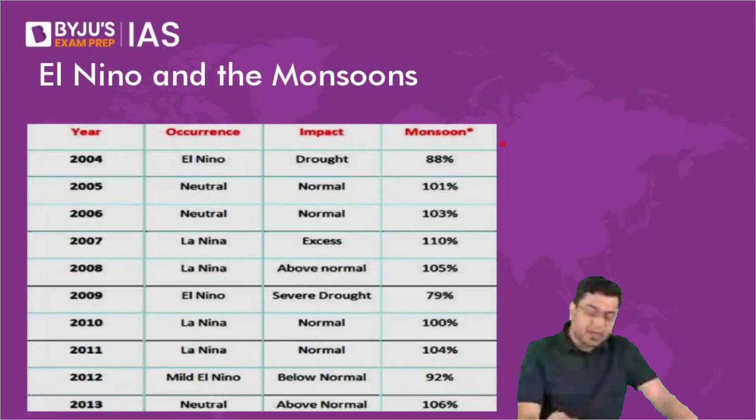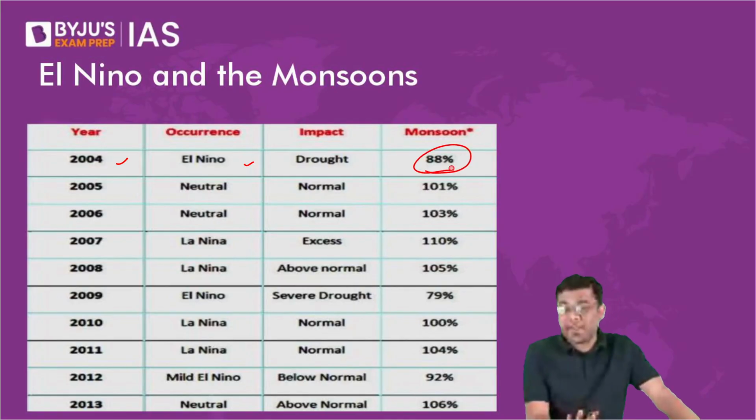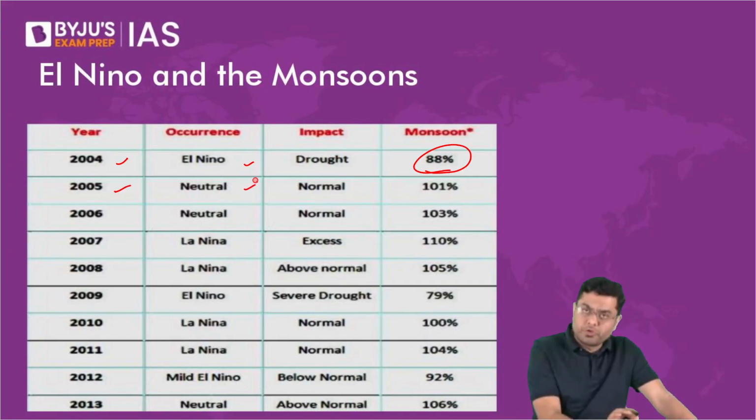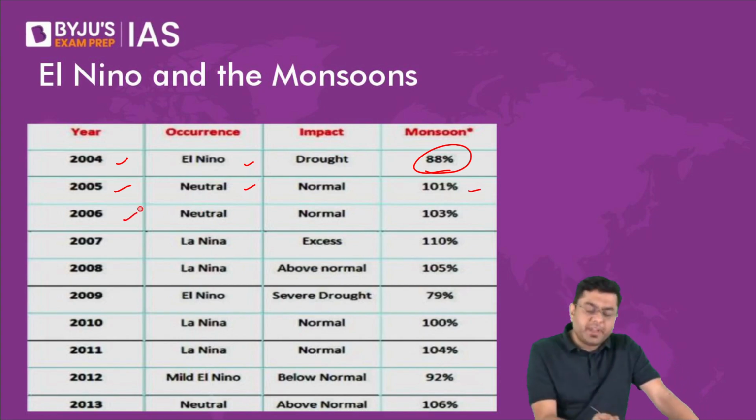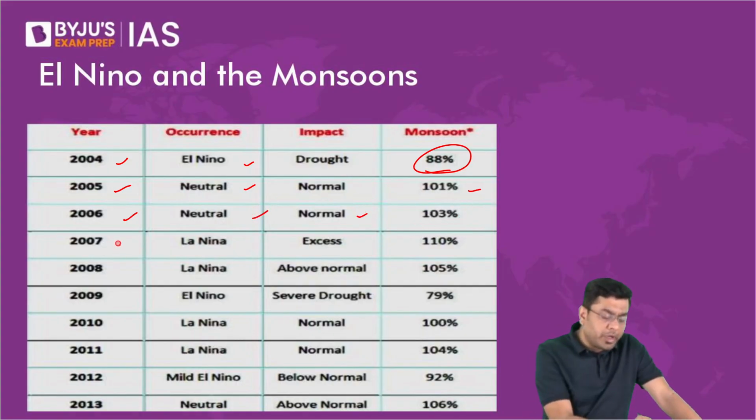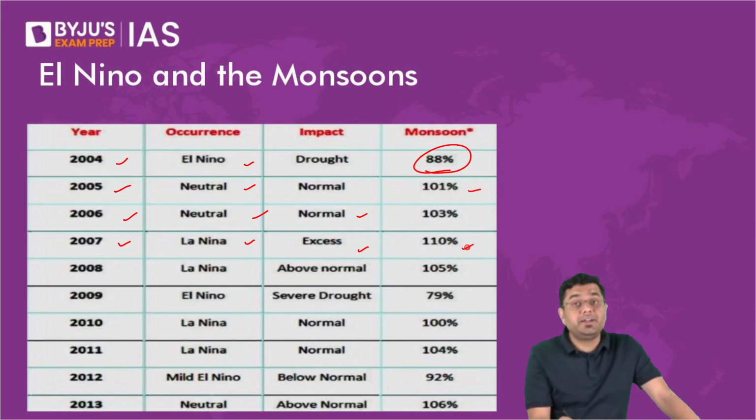So here is a relation between El Nino and the Indian monsoon. So observe 2004 to 2013. In 2004, you had an El Nino year and we had a drought condition. We received only 88% of the average expected rainfall. 2005 was a neutral or normal condition. We received 101% of normal rainfall. 2006, neutral condition, normal conditions, we received 103%. 2007, we had La Nina conditions, excessive rainfall, 110%.